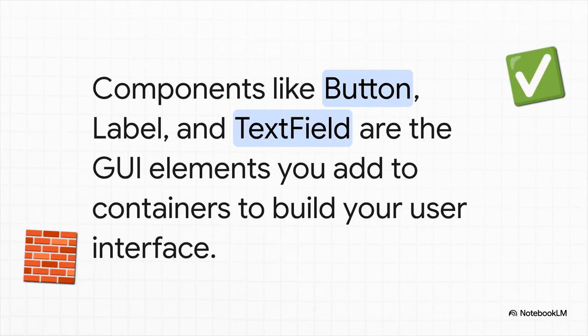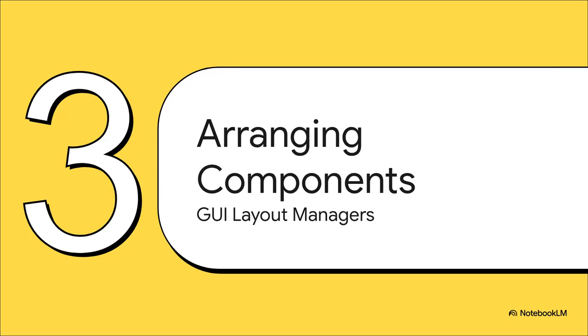Okay, so you've got your container. What do you fill it with? You fill it with components. These are the actual interactive bits and pieces. Buttons for triggering actions, labels for just displaying static text, and text fields for getting user input. And creating them is super straightforward. For example, Button b = new Button("Click Me"). That's it.